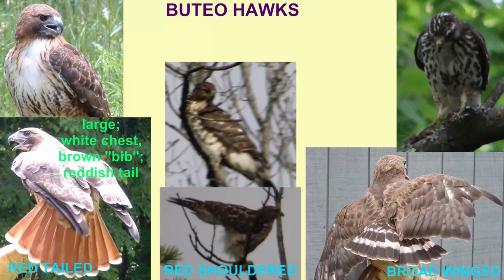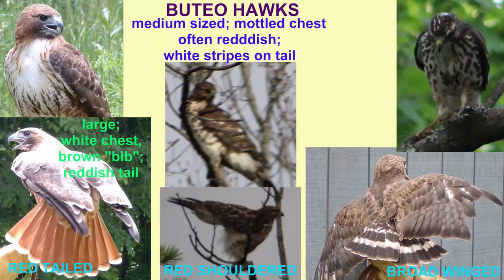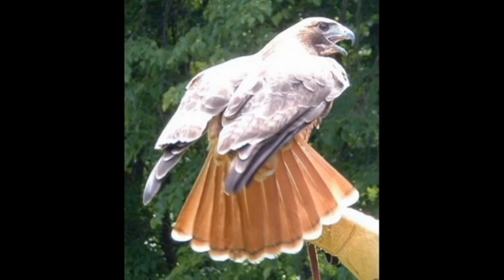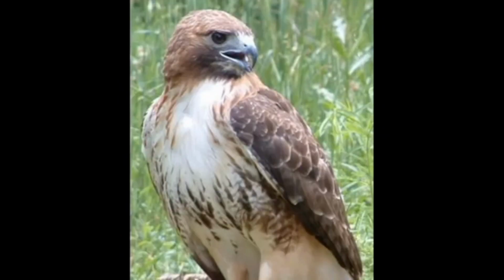If you've narrowed it down to a larger buteo hawk because of the fan-shaped tail, now you could start looking at other features. So for example, does it have a white chest with a brown bib going across the bottom of its chest region? Does it have a reddish tail? Is it fairly large? This would identify a red-tailed hawk.